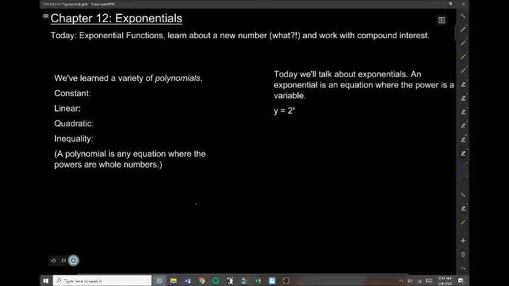Hey, this is chapter 12 of Exponentials. It's our last chapter for this year, and let's just go crush it. Exponential functions. Oh, yeah.